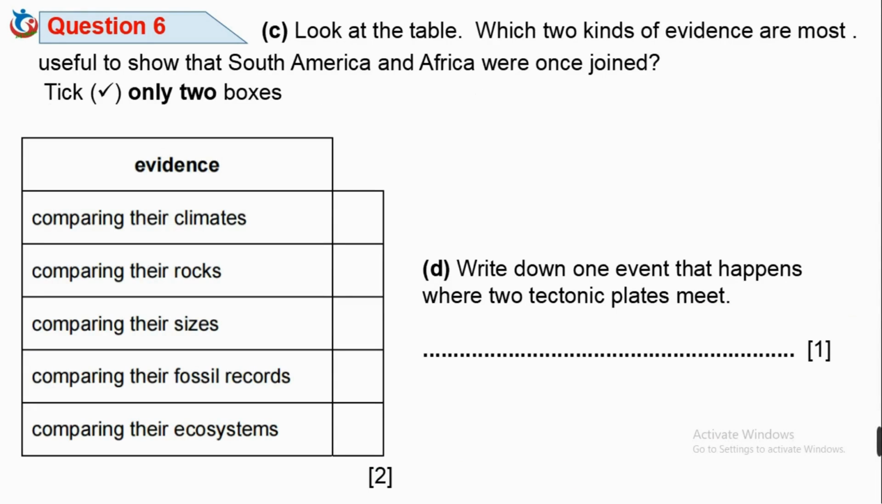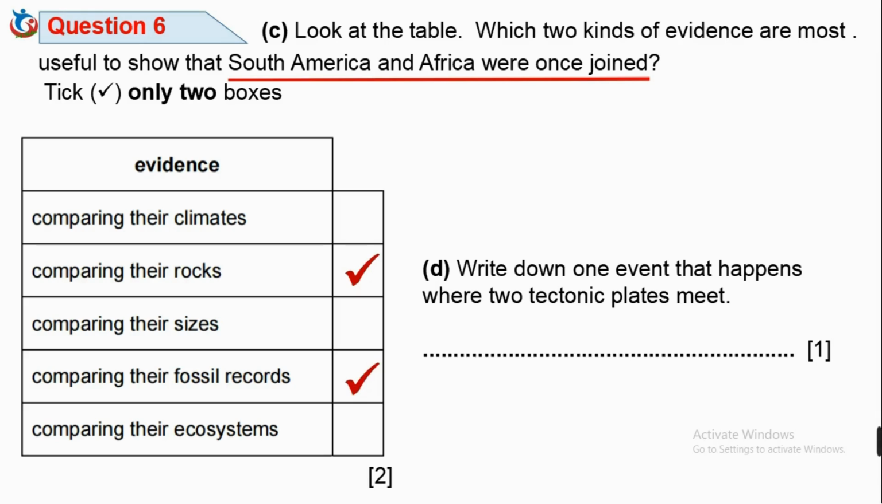Question 6c. Look at the table. Which two kinds of evidence are most useful to show that South America and Africa were once joined? Tick only 2 boxes. If you look at the table, there are 5 options provided. The 2 best evidences are 1. Comparing their rocks. Similar rocks on the shores of different continents will suggest that the two continents were once joined. 2. Comparing their fossil records. Very similar types of fossils of plants and animals will be found in the two continents.